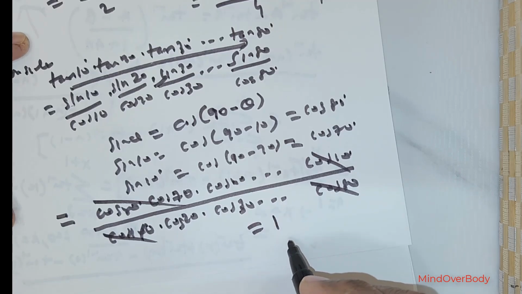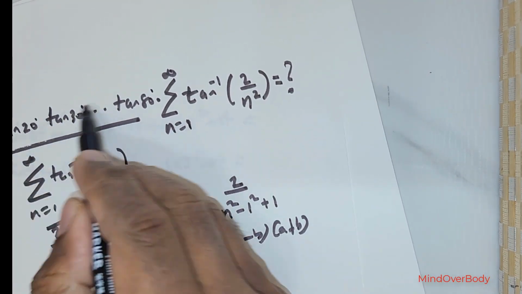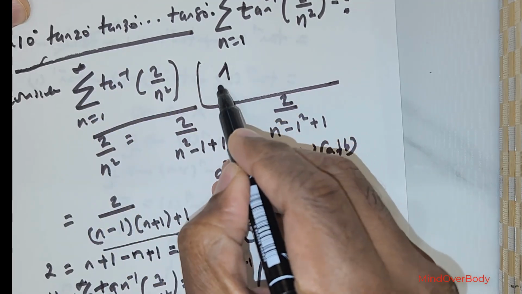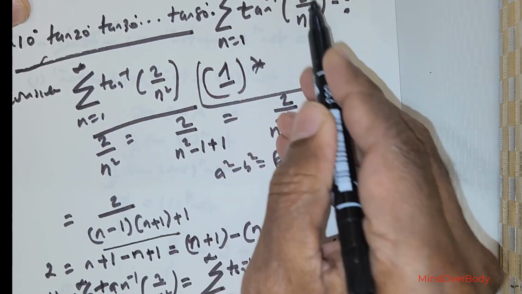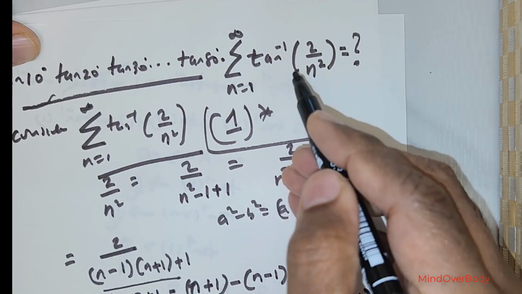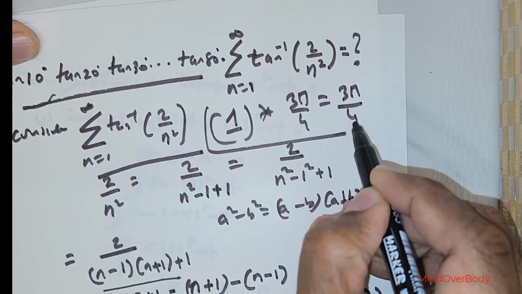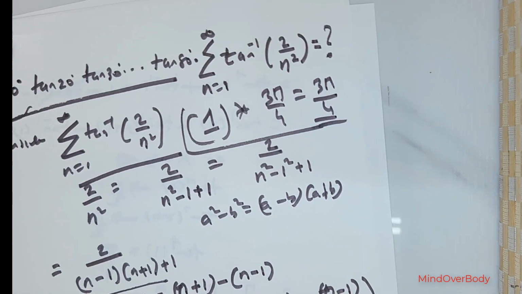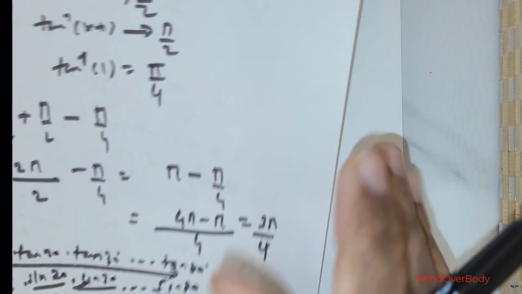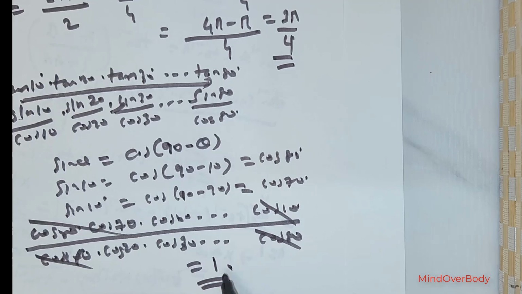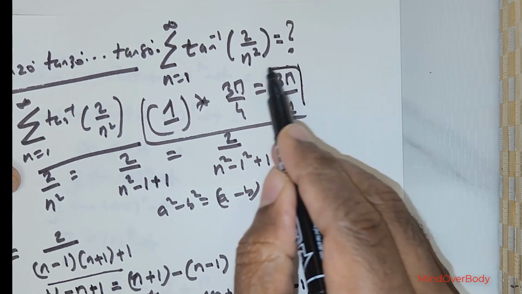Okay, so now what have I got? This quantity, I hope you're watching here. From this quantity I got 1. From this quantity I got 3 pi over 4. So the answer is 3 pi over 4. That's the value for this question. You see here, this multiplied with this gives me 3 pi over 4. That's the solution for this question.